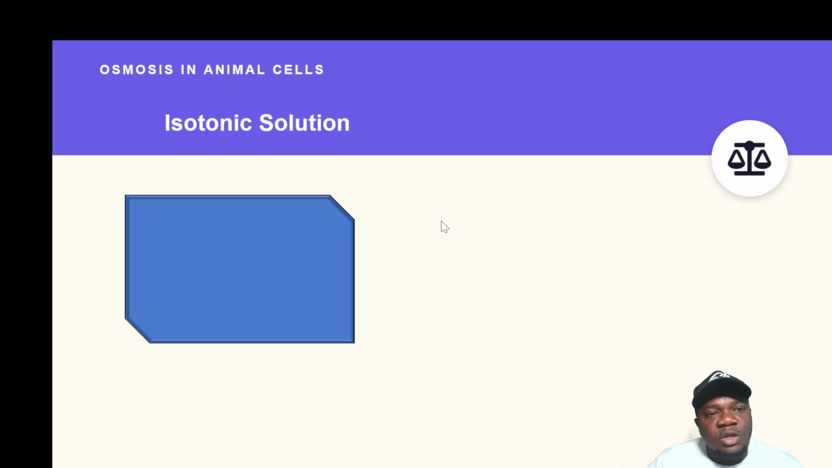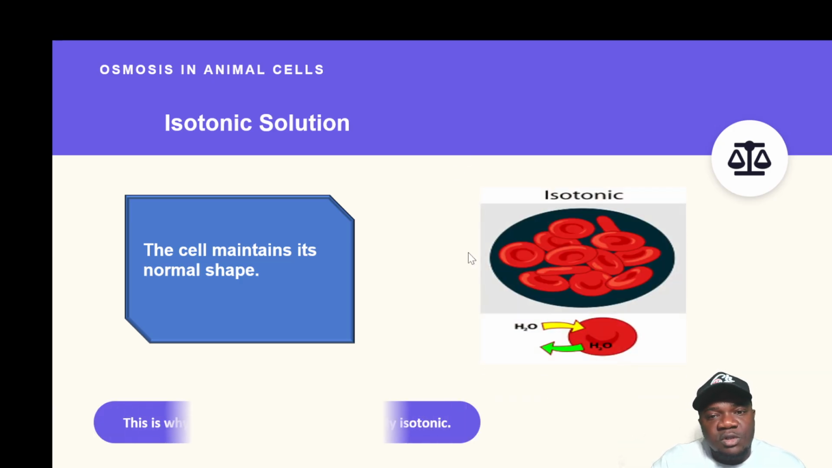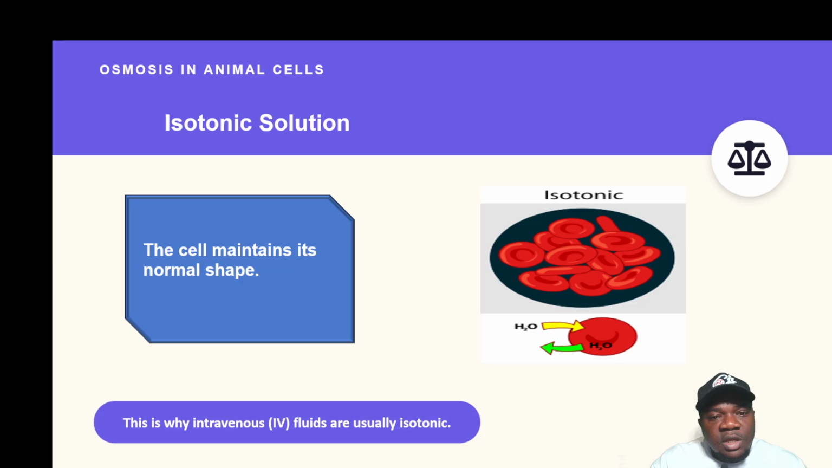But one thing about biology is that biology has a lot of terms, so just get familiar with the terms. So in isotonic solution, what happens to the cell? The cell just maintains its shape because everything is moderate. Okay, very important.